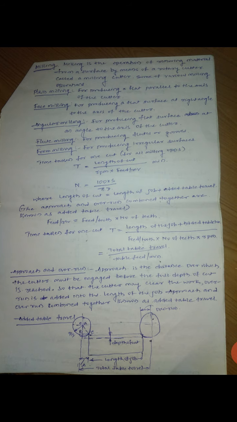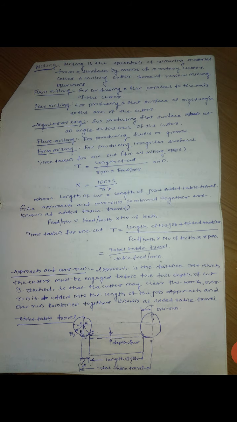The time taken for one cut in all the milling operations is the length of the cut divided by RPM into feed per revolution. So N equals 1000 S divided by pi D. Here L, the length of the cut, equals the length of the job plus added table travel. The approach and overrun combined together are called the added table travel. Feed per revolution is nothing but feed per tooth into number of teeth. So the time taken for one cut equals the length of the job plus added table travel divided by feed per tooth into number of teeth into RPM.